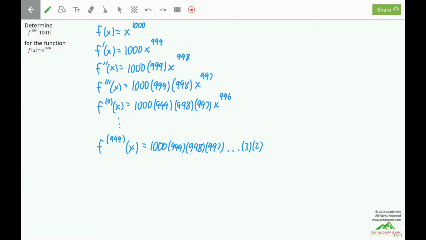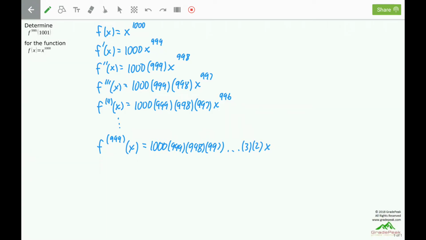And then the other thing to notice is the power on x in each of these. For the first derivative, it's x to the 999. For the second, it's x to the 998. The third, it's x to the 997. It's 1000 minus the order of derivative that you're taking. Since we're doing the 999th derivative here, we're going to have x raised to the 1000 minus 999, or x to the first power. So there's our 999th derivative.